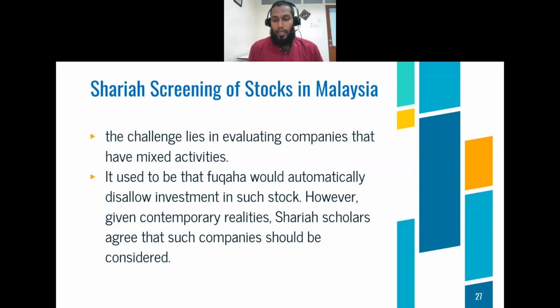If a company has 99% Sharia compliant revenue, and only 1% or 2% of non-Sharia compliant activities, and we list it as non-Sharia compliant, we are doing injustice to that company. And if we do that, there will be no more Sharia compliant companies. So given the situation, the darura factor, where Islamic finance is very little, the Sharia scholars, considering the contemporary reality, agree that companies with a certain extent of non-halal income can be considered.